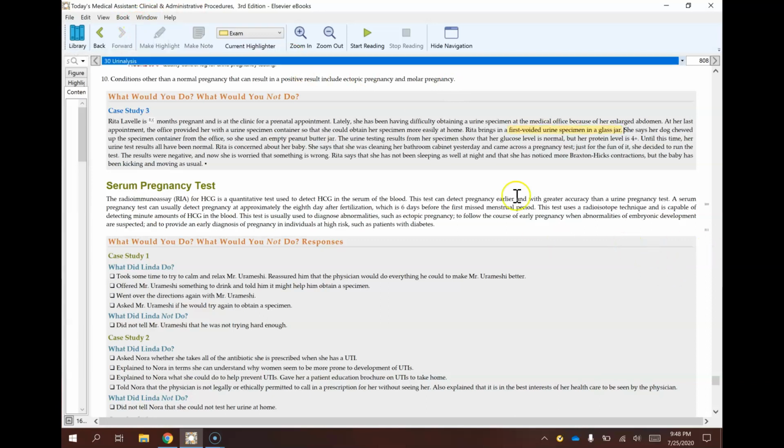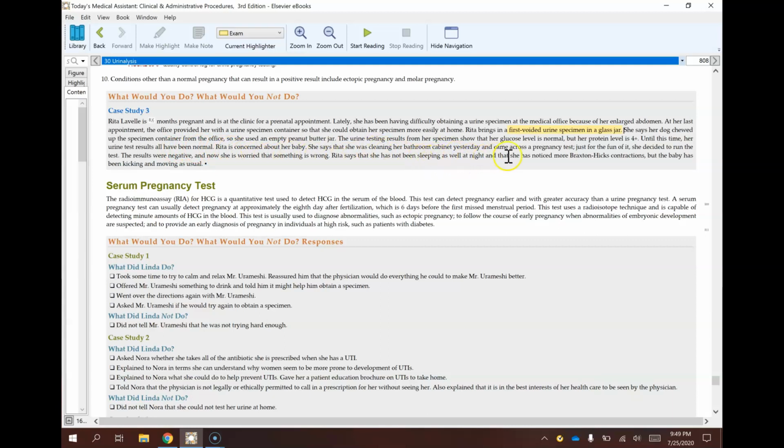So in this case, her dog ate the specimen container the office provided, so she used an empty peanut butter jar. The urine test results showed her glucose level is normal, but her protein level is 4+. Until this time, all of her urine tests have been normal. She's concerned about her baby.